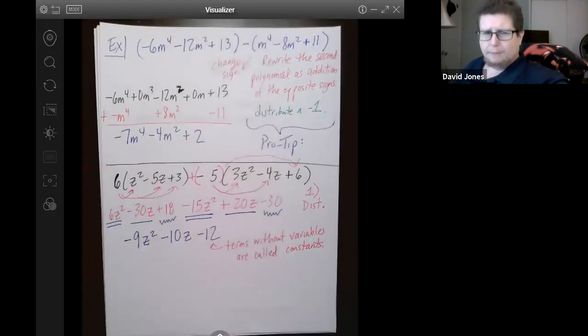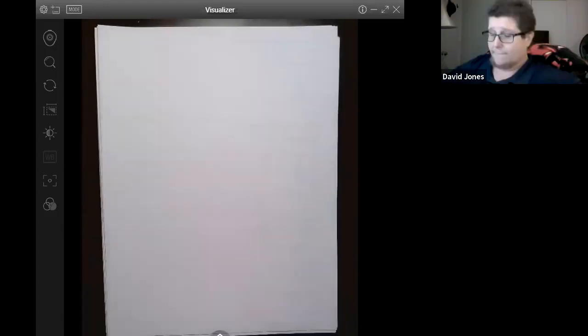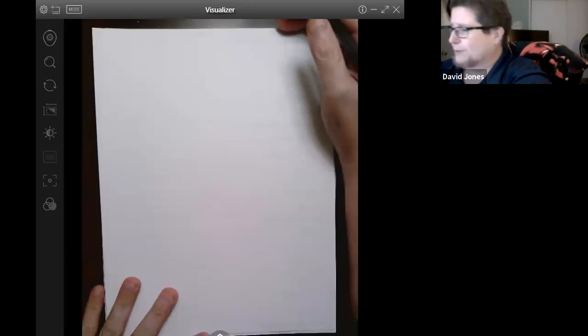Ready for more? I thought you might be. Let's take a look at rules for exponents. The rules of engagement. Rules for exponents.